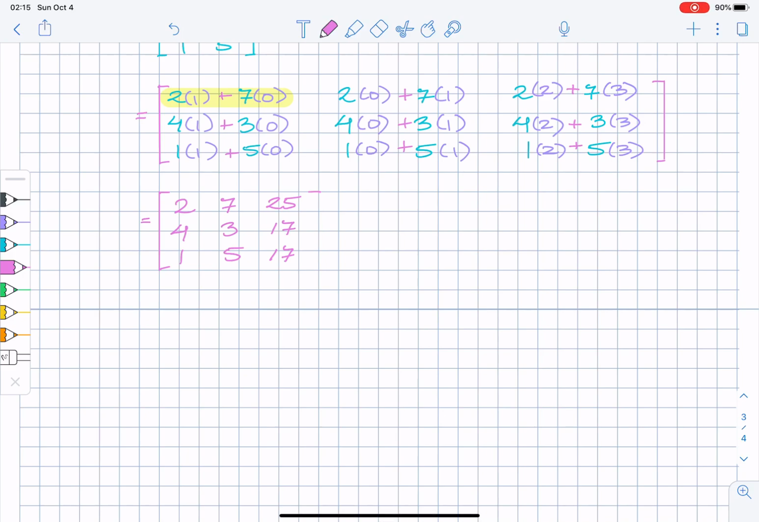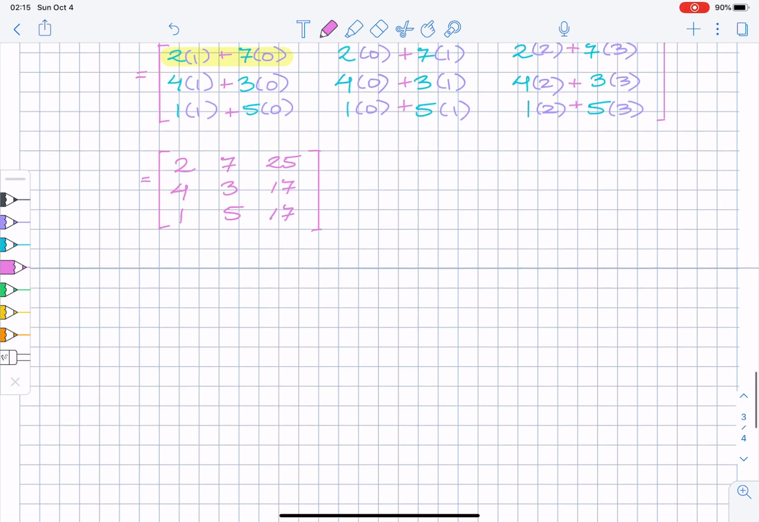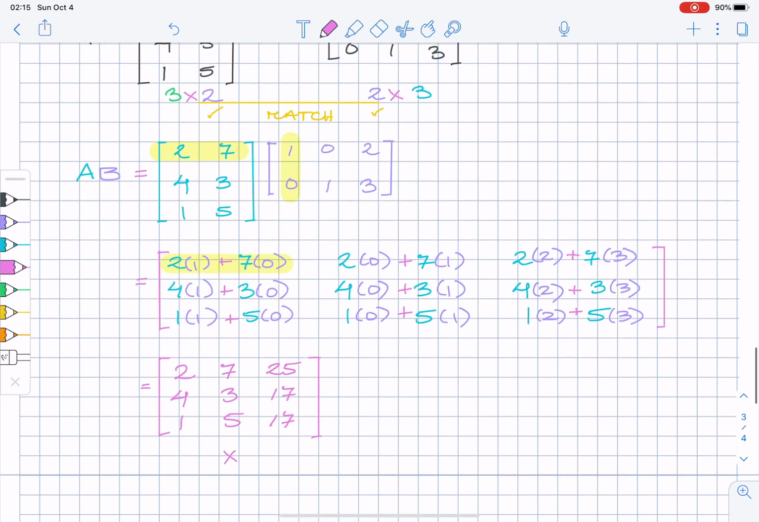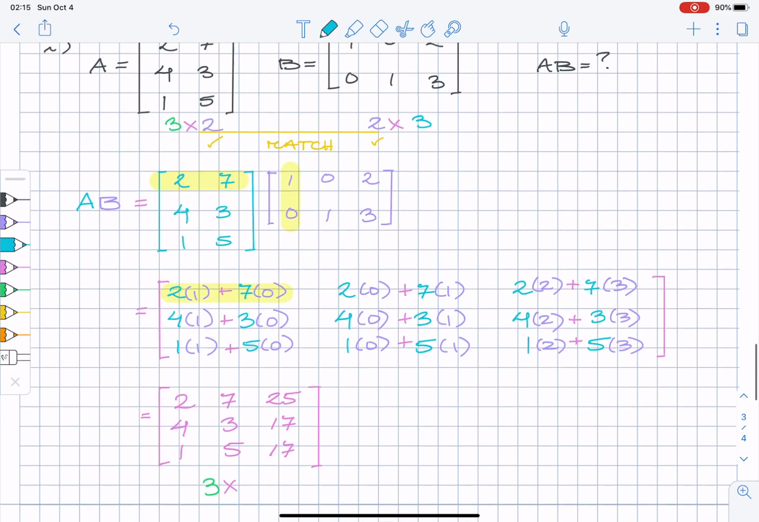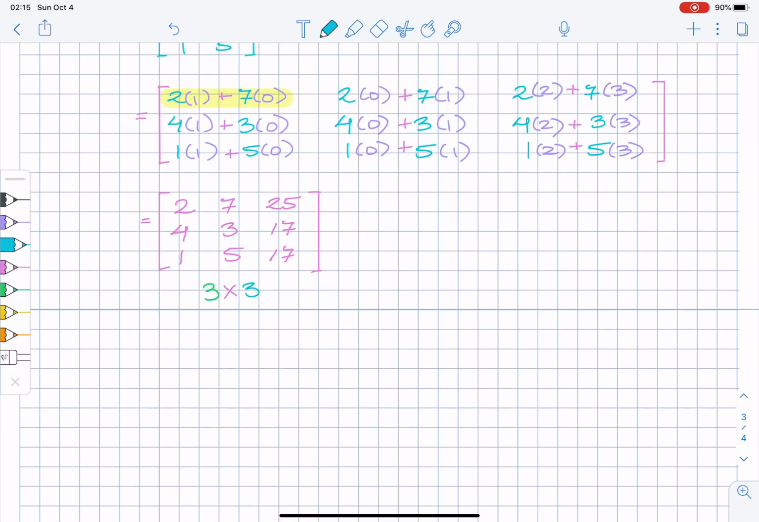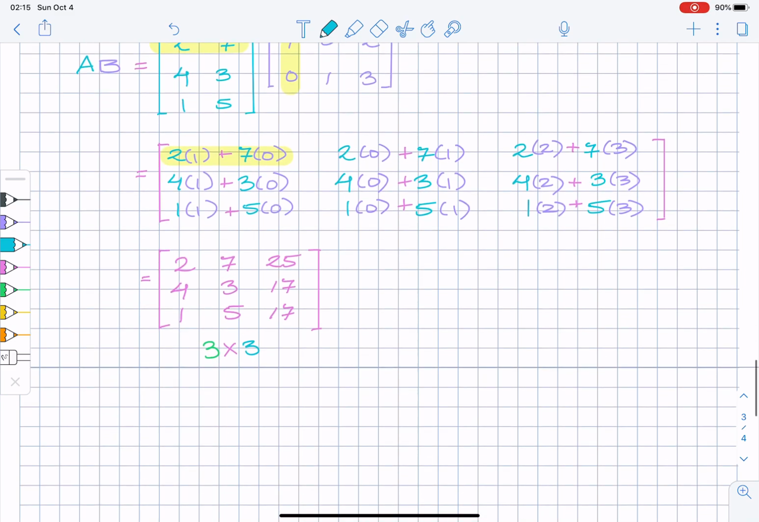Why is it not autocorrecting? Okay, so that is A times B. Notice it's a 3 by 3. So we have the 3 from matrix A and the 3. Those are the outer dimensions of A and B. Okay, so hopefully that makes sense.